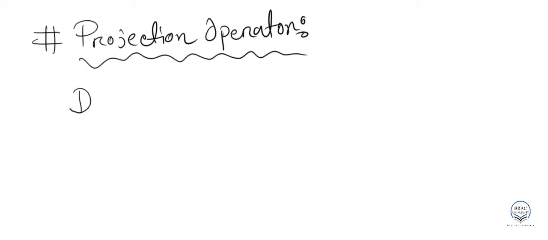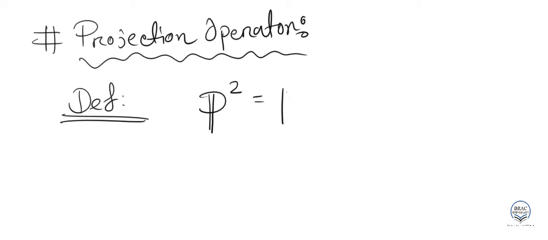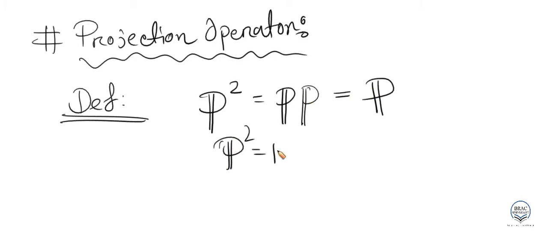So a projection operator is defined by the following. It is denoted by a bold P, and it's defined as: if you square it, that is, if you multiply it with itself, it will give you the same thing. That is, P squared equals P. This is the definition of a projection operator.